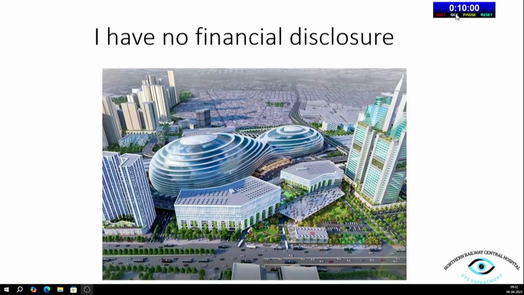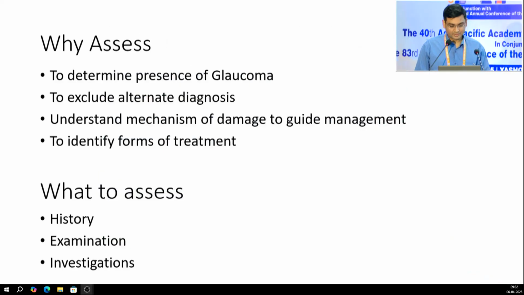Respected members on the dais, my talk is on glaucoma and the current trends, how to navigate the pathways. I have no financial disclosure. Why assess first a patient who's coming to our OPD? We have to first determine whether there is a presence of glaucoma, or exclude any alternate diagnosis, understand the mechanism of damage to guide management, and identify the right form of treatment.